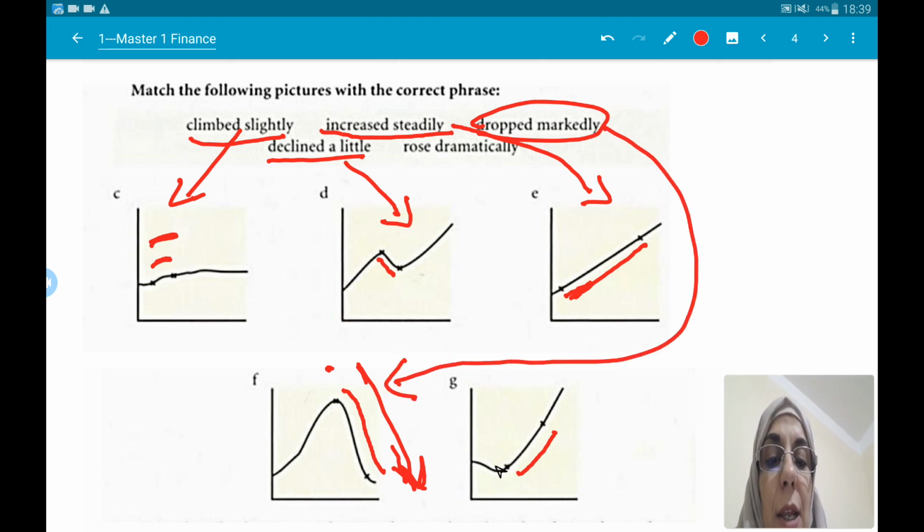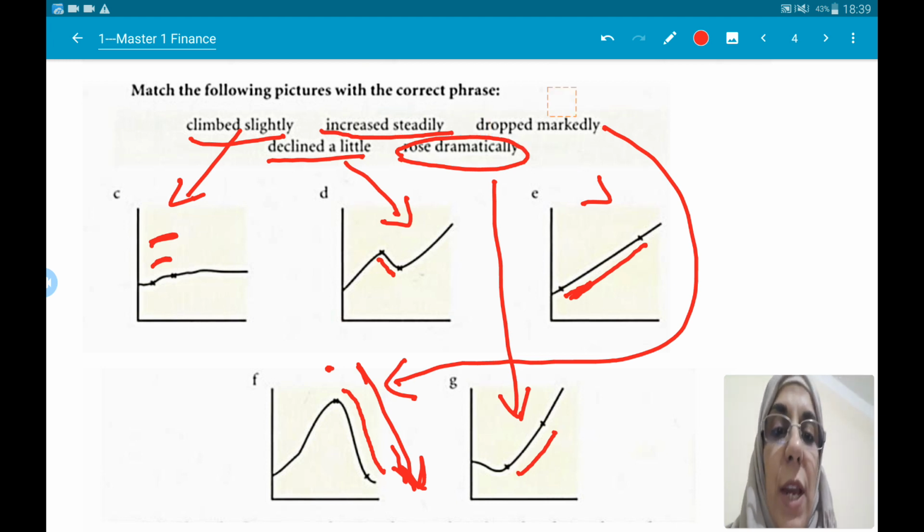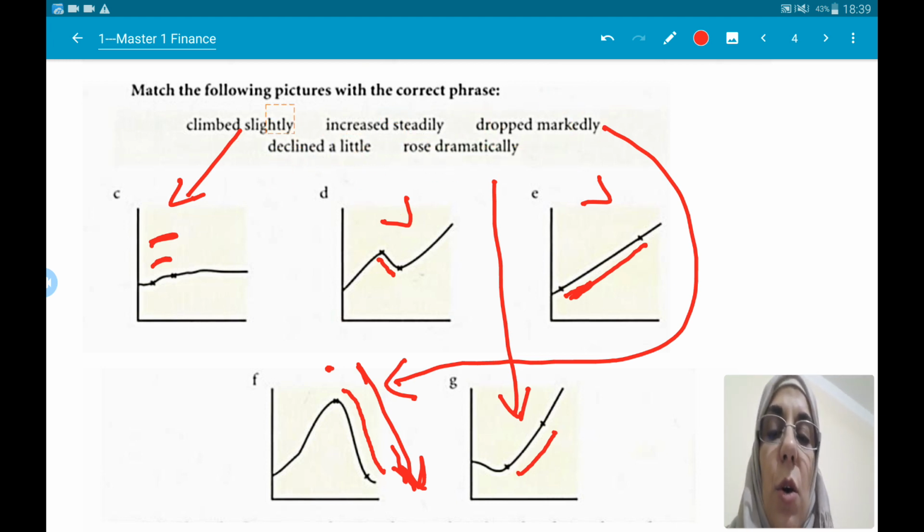Okay, the last one, certainly it is the last expression or fragment, rose dramatically. Sorry for these lines, but this is just for the sake of illustrating. Now it is to rise dramatically or rose dramatically.